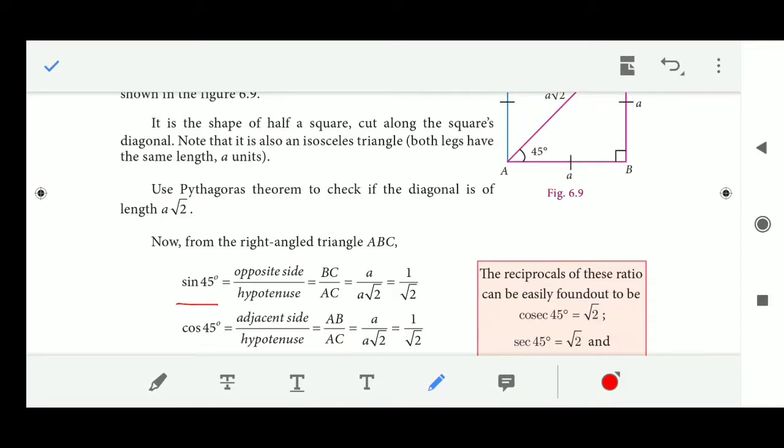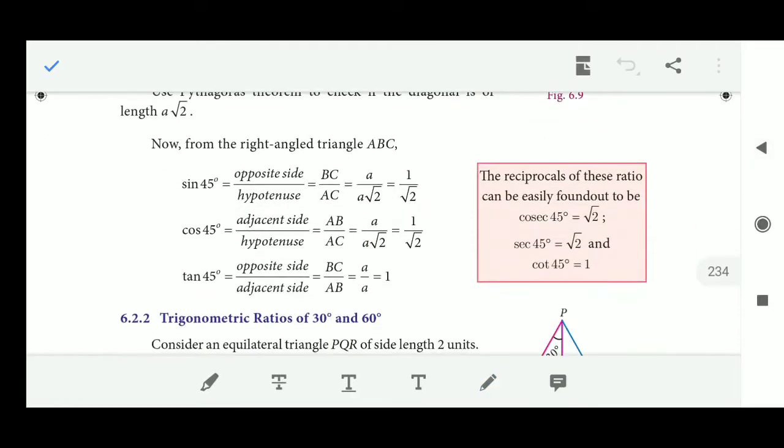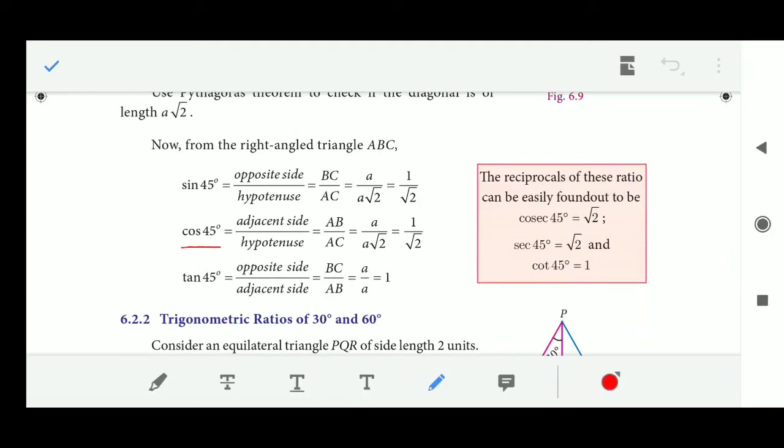Further the formula is opposite side by hypotenuse, that is BC by AC, which is equal to A by A root 2. If you cancel this A and A, you will get 1 by root 2. So sine 45 degree is equal to 1 by root 2. Like that, cos 45 degree is equal to adjacent side by hypotenuse, which is also A by A root 2, which gives 1 by root 2.